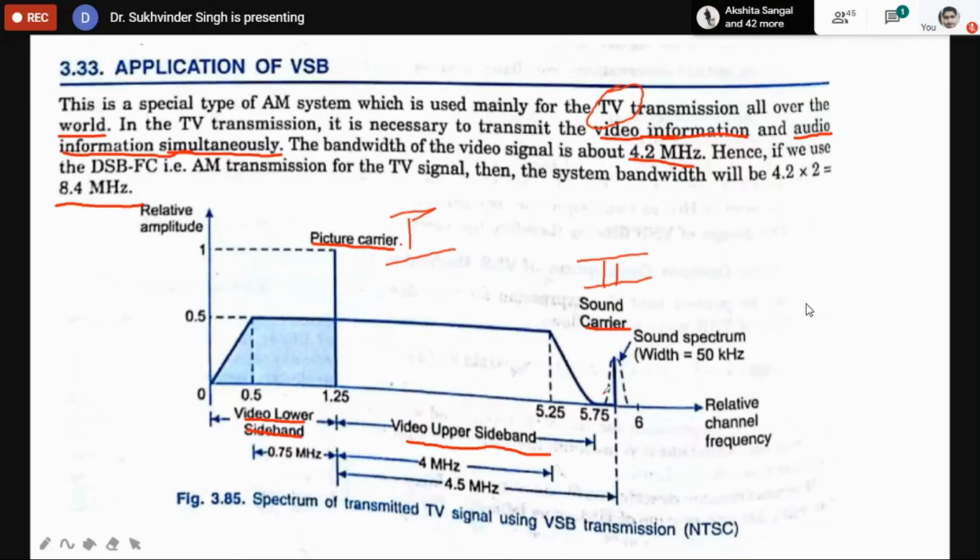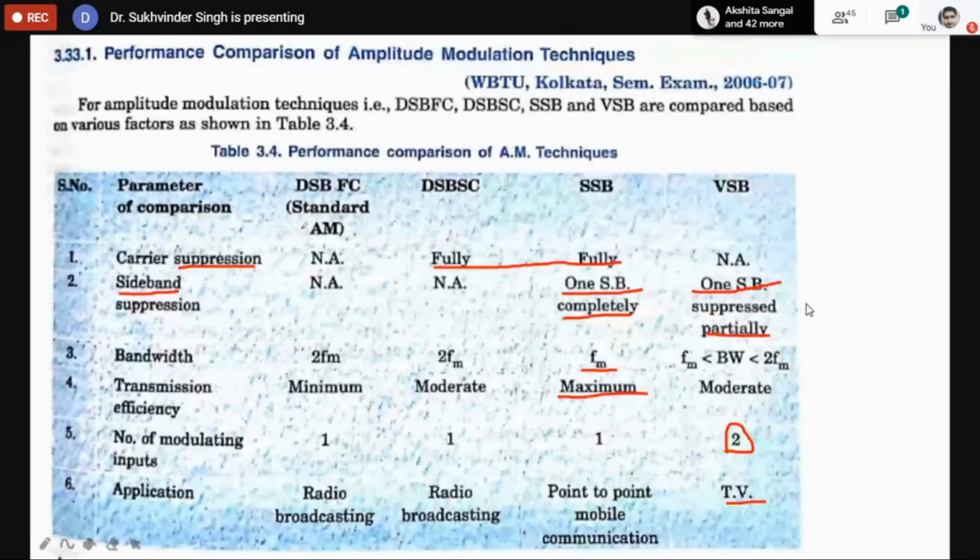Full carrier, that is the standard amplitude modulation technique, the carrier is not suppressed. In double sideband suppressed carrier, the carrier is fully suppressed. In single sideband, the carrier is fully suppressed. In vestigial sideband, the carrier is already suppressed because this vestigial sideband signal is prepared from a single sideband signal.